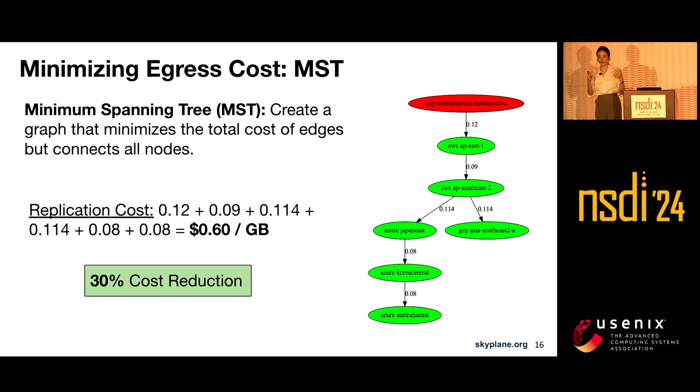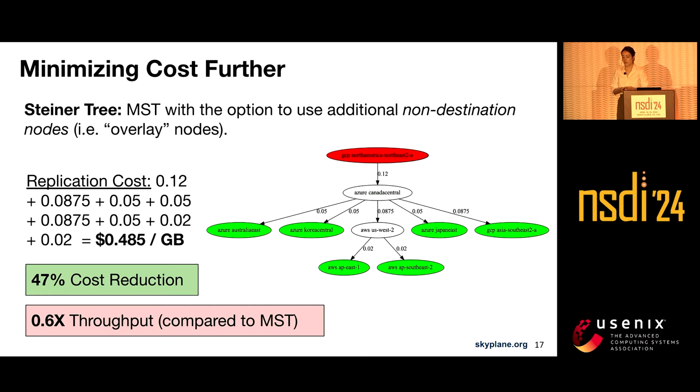So basically create a graph that minimizes the total cost of edges, but still connects all the source and destination regions. So this actually gives us a 30% cost reduction to just 60 cents per gigabyte. And we can take this even further by using overlay regions.